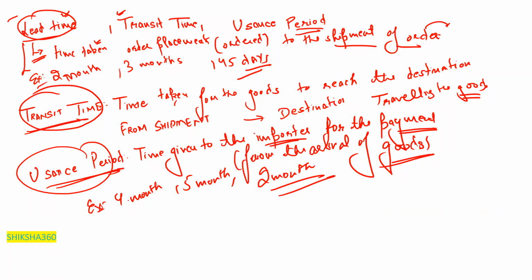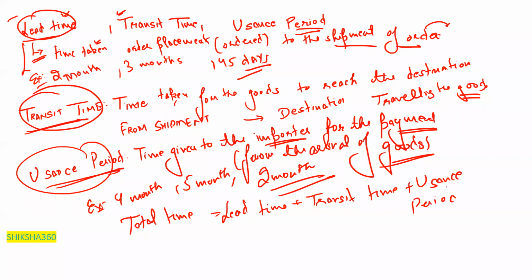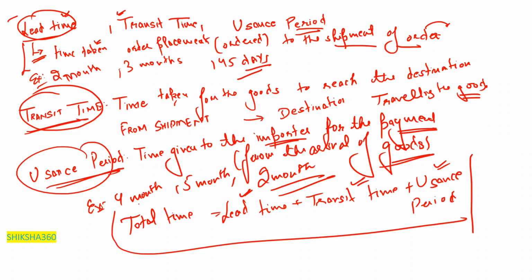So now what is the total time? The total time is equal to lead time plus transit time plus usance period. So what is the total time here? It is lead time, transit time plus usance period. This is the total time. We will discuss questions on the basis of that.